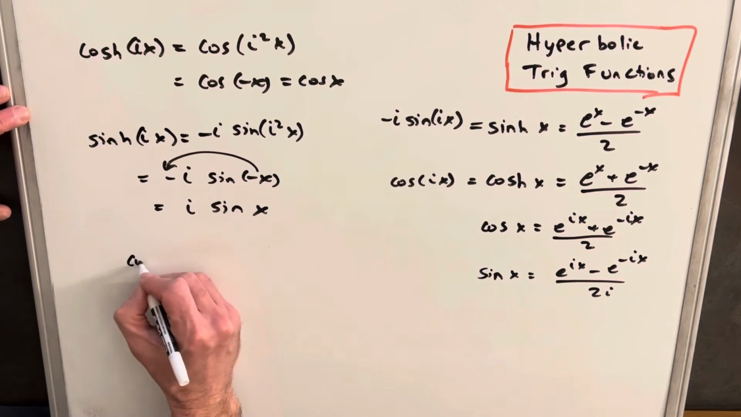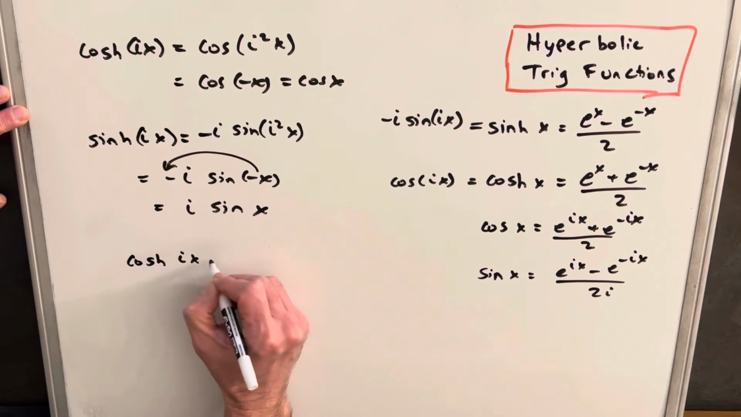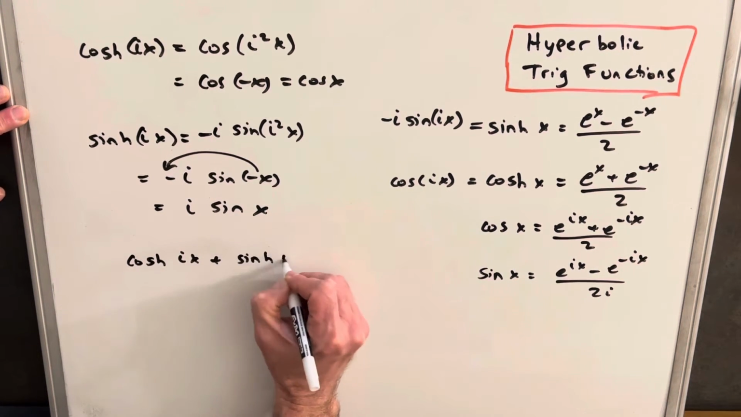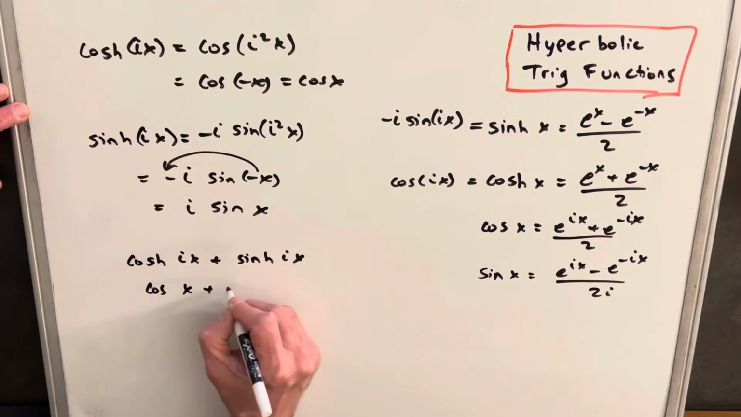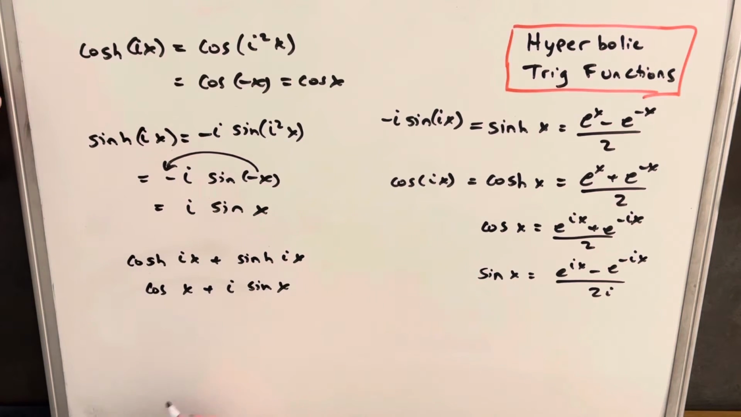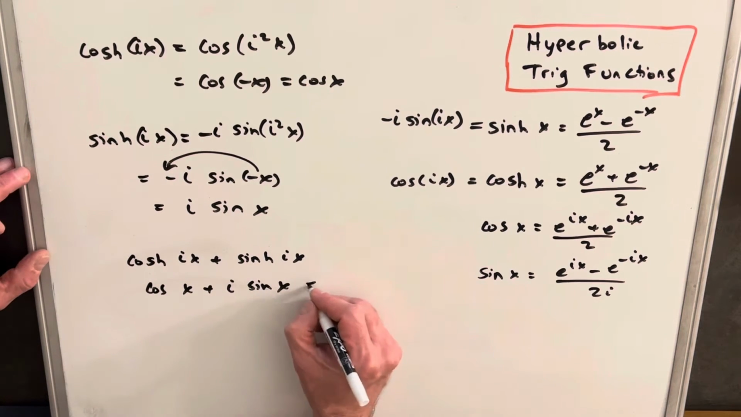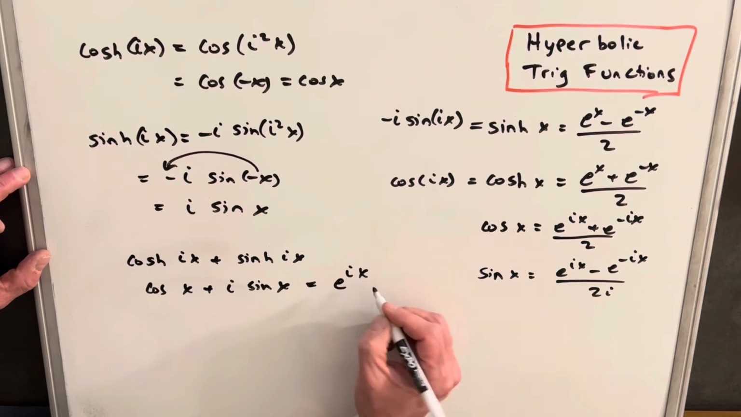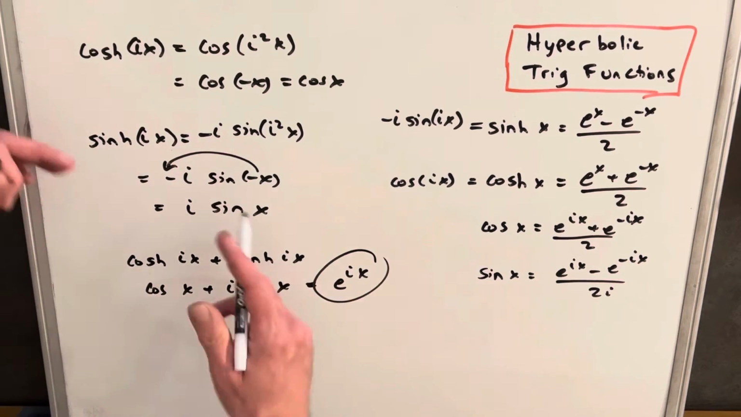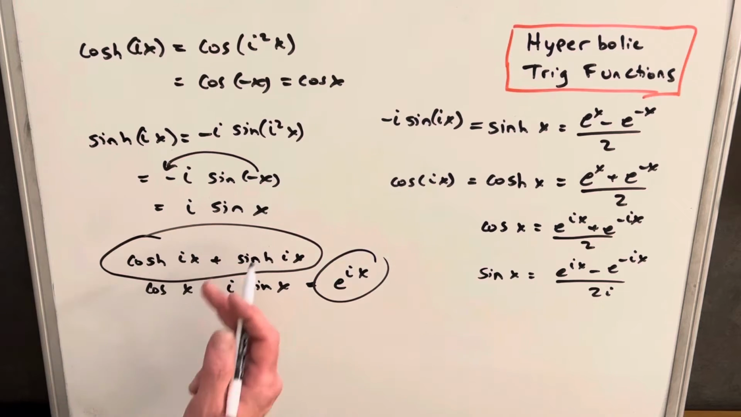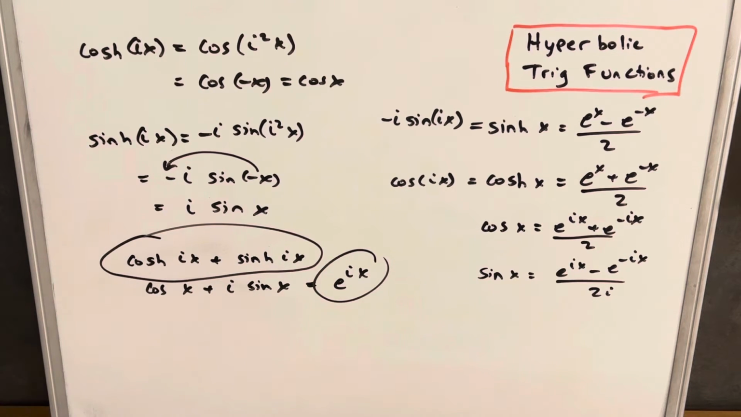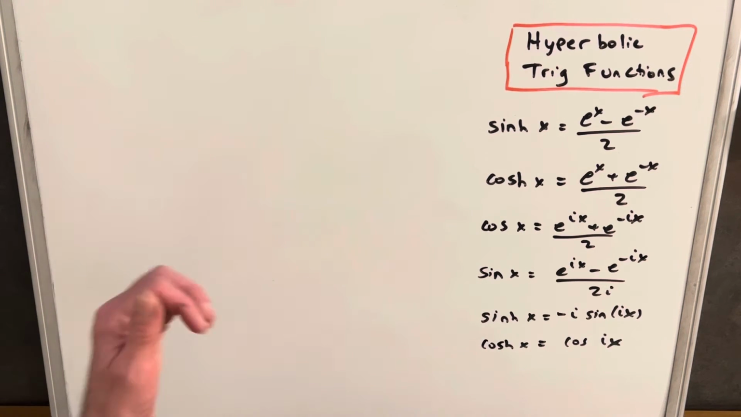So actually when we add cosh of ix plus sinh of ix, we're just adding cosine of x plus i sine of x. But what's that? That's Euler's formula again, so this is actually e to the ix. So by doing this, we end up with this cool identity and a way to have Euler's formula in hyperbolic functions.